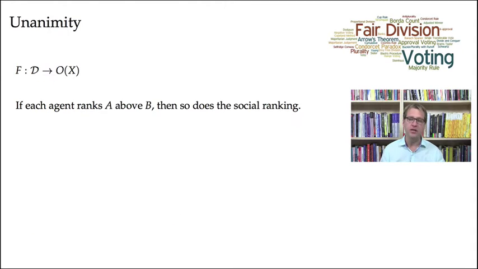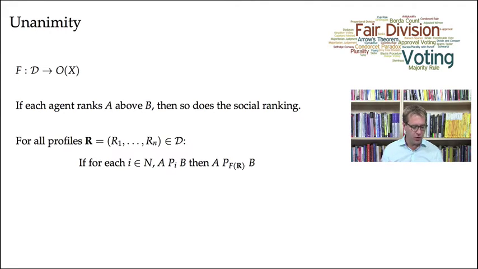The first one is unanimity. What unanimity says is that if everybody ranks A strictly ahead of B, then society has to as well. It's a very natural assumption. Formally, what it says is if you give me any profile in the domain, if it's the case that for every single voter, the voter ranks A strictly ahead of B, then society has to rank A strictly ahead of B.